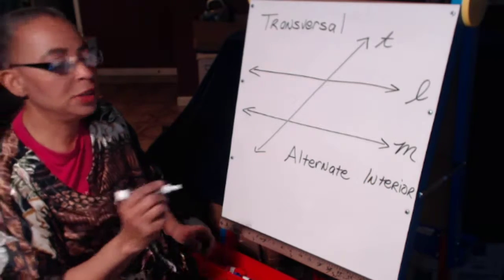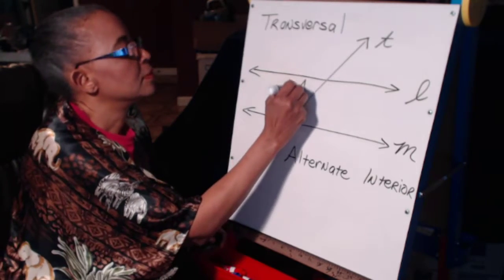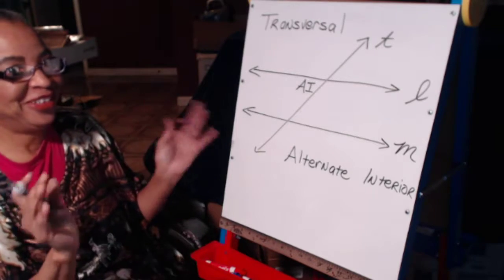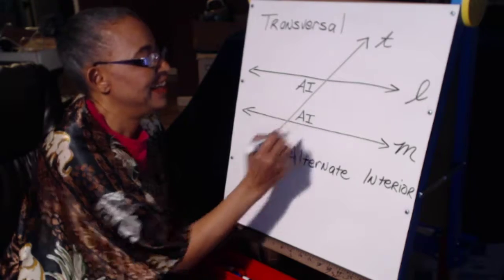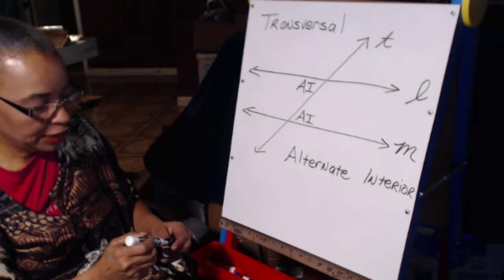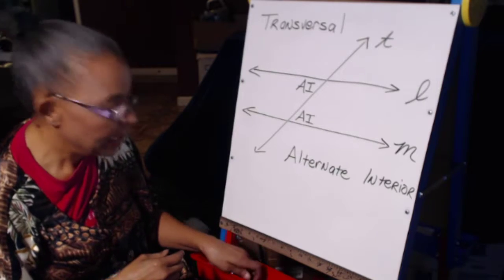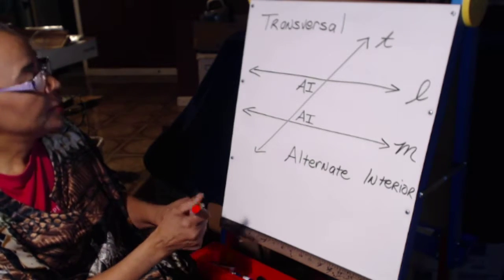So, alternate interior, AI. AI for alternate interior. We're using AI for alternate interior. It also means something for artificial intelligence.